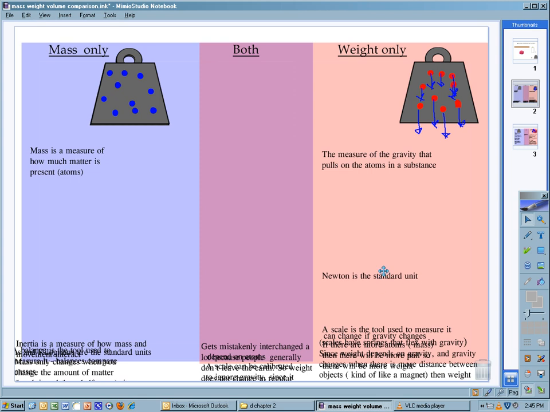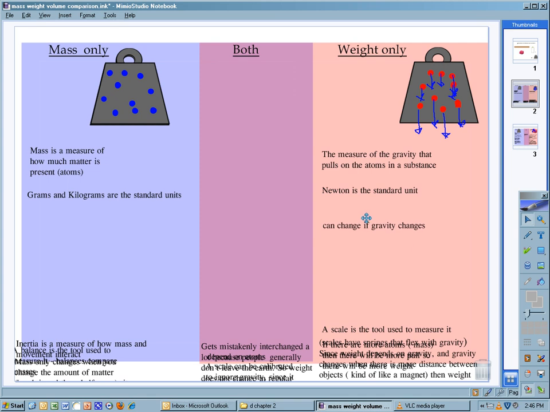As you can see, Newton is the standard unit for weight, and grams and kilograms are the standard unit for mass. Weight can change if gravity changes. So here, if these arrows were to get bigger because there's more pull, so if this arrow got bigger because we had a stronger pull of gravity, then the weight would get bigger. If the gravity got less and the arrows got smaller, then the weight would be less.